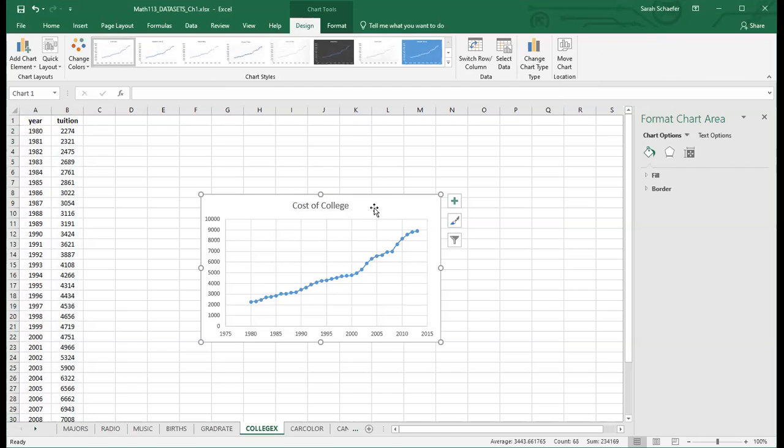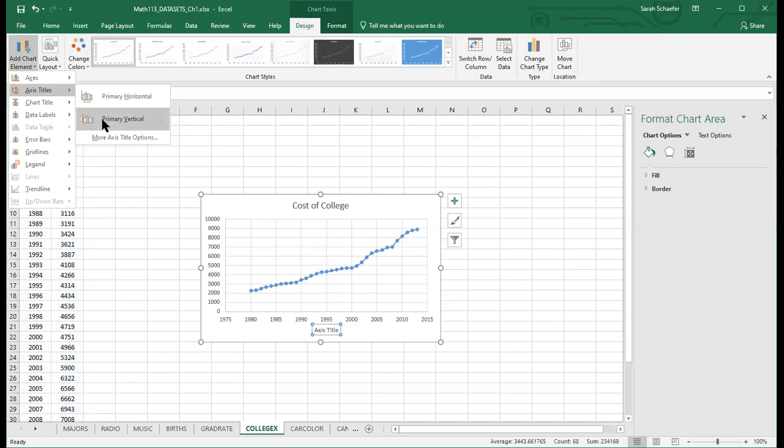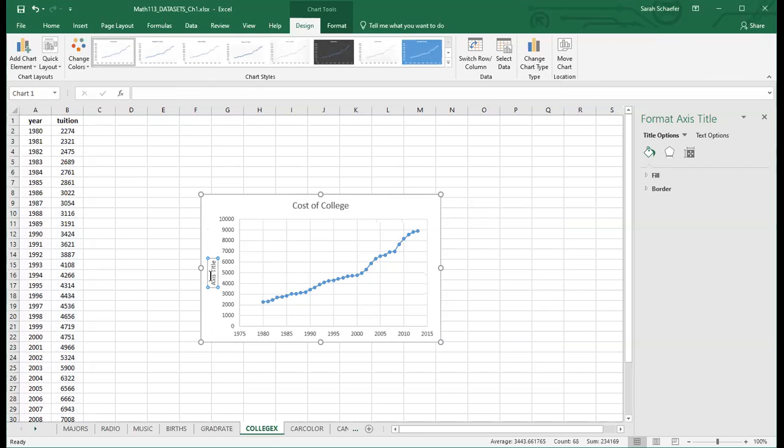And then we should label this vertical axis here that this is in dollars. So these are US schools. So I'll go to add chart element and my axis title, the vertical one. We'll say cost and I'll put dollars so we know what the units are.